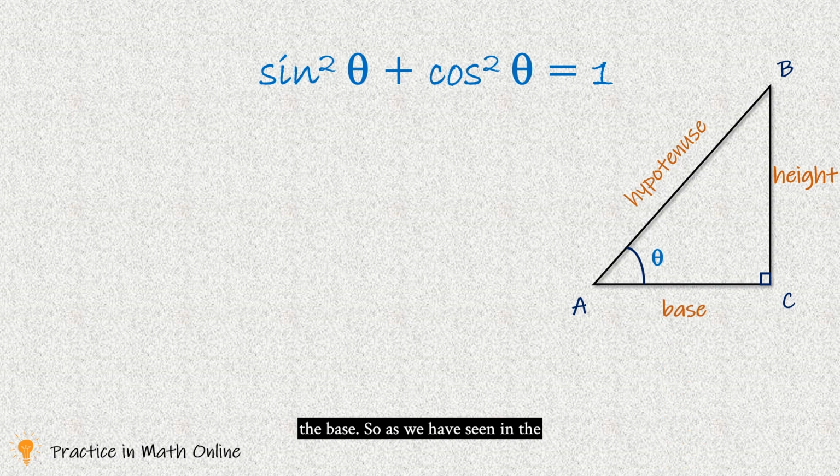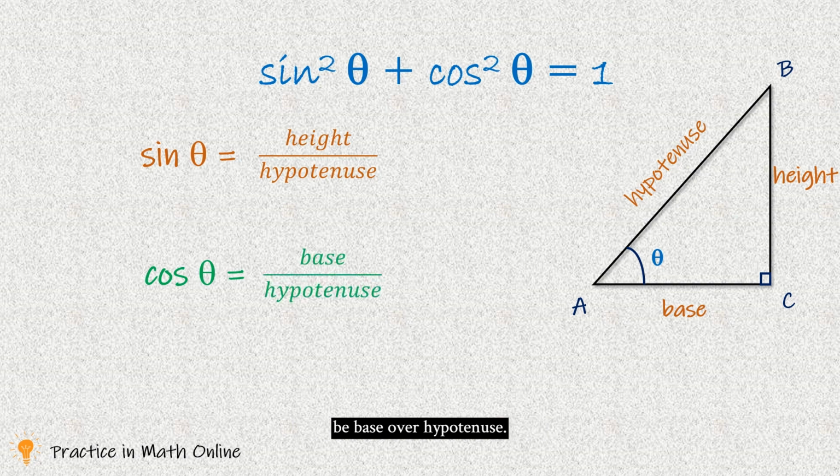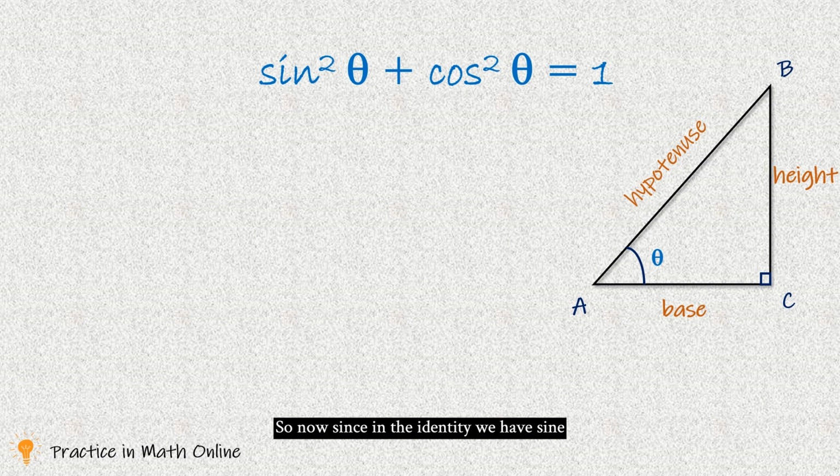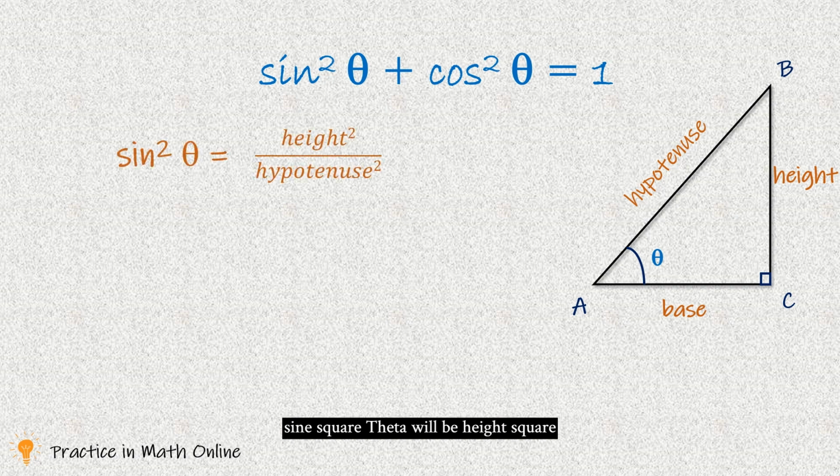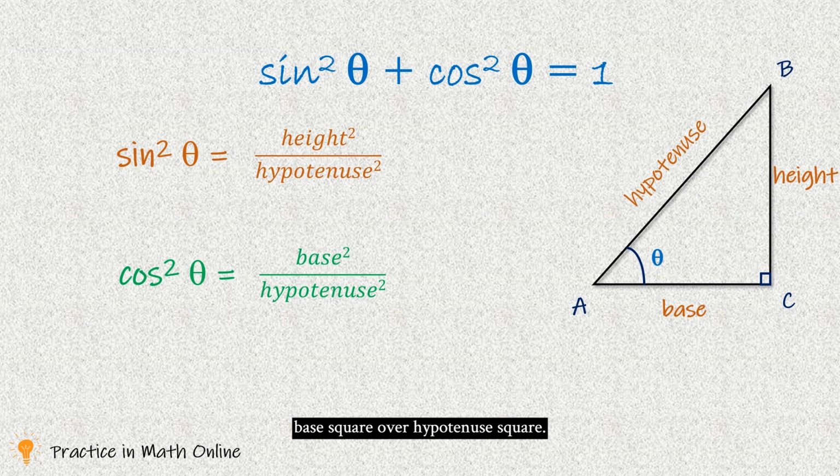As we have seen in the previous videos, the definition for sine function is sine theta will be height over hypotenuse and cos theta will be base over hypotenuse. Now, since in the identity we have sine square theta and cos square theta, we square the trigonometric functions. So sine square theta will be height square over hypotenuse square. We just have squared both the sides of this equation. And cos square theta will be base square over hypotenuse square.